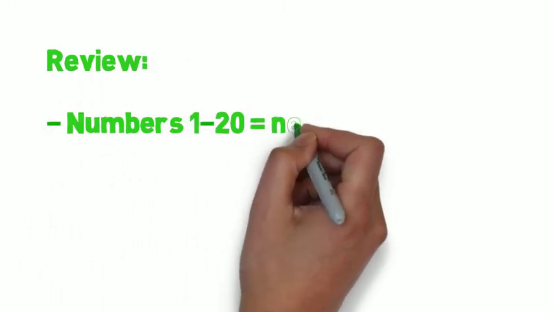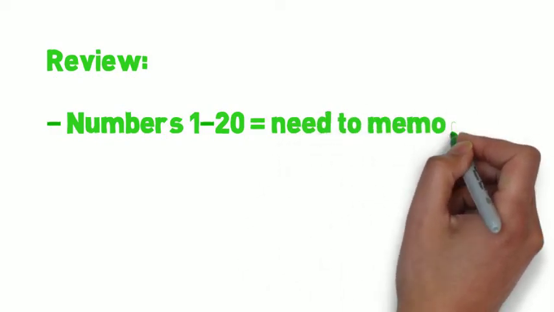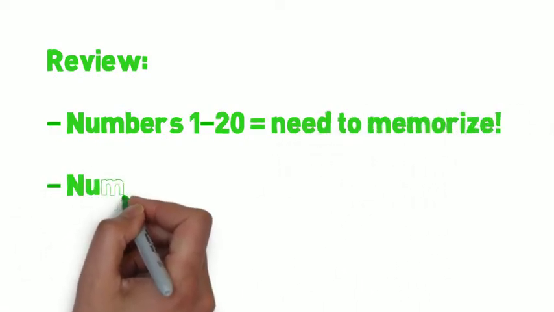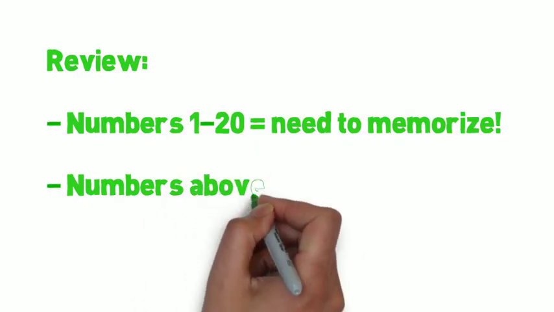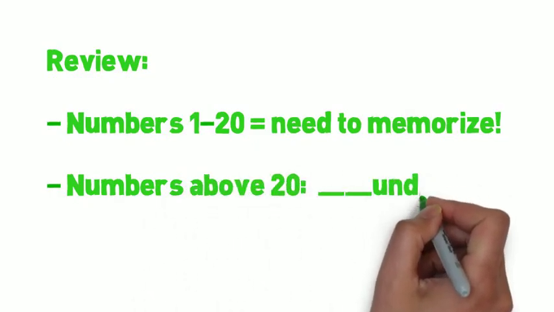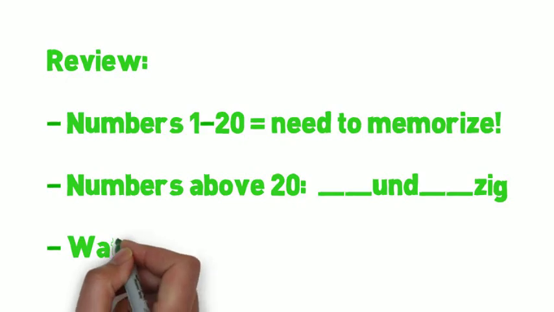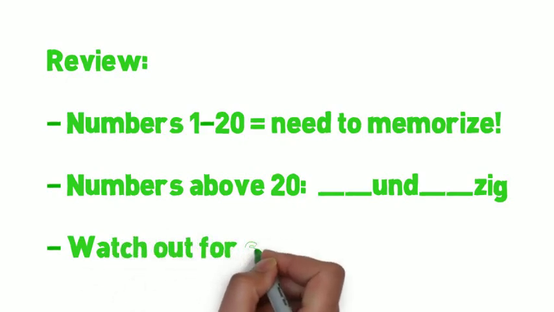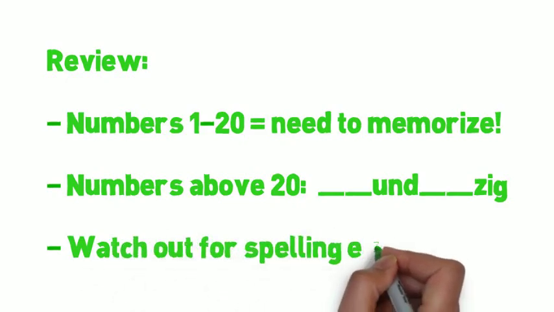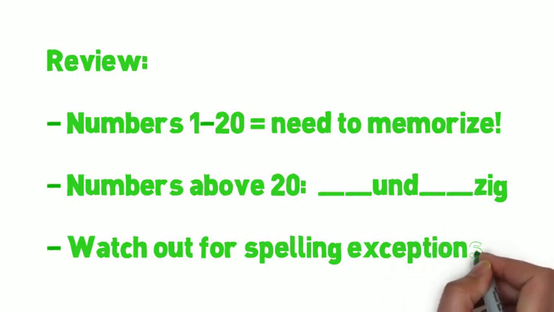Here's the essential information to remember. You'll just plain need to memorize the numbers between 1 and 20, though it gets a little easier once you get above 12. With numbers above 20, you can generally follow the formula ones digit und tens digit sich, but there are some exceptions to that rule with modified spelling, so you'll have to be careful of those.